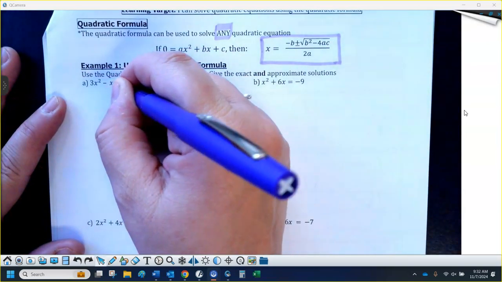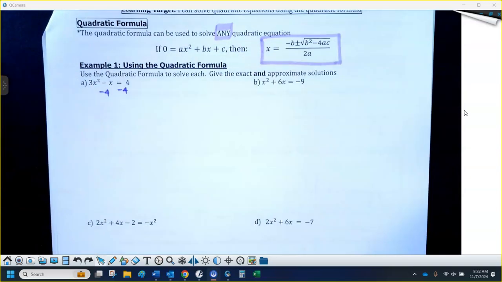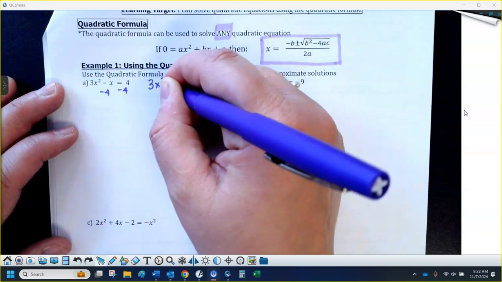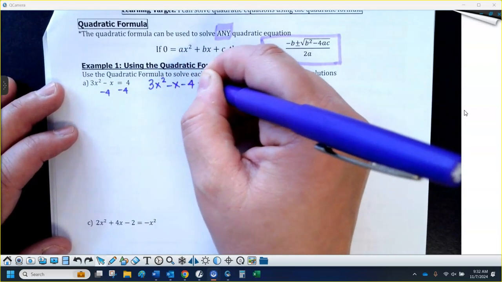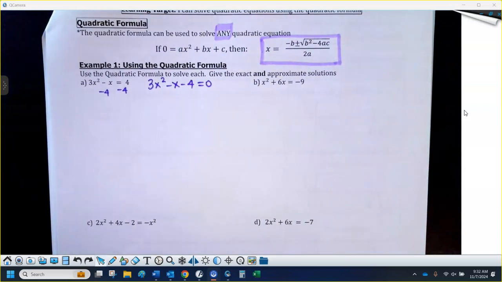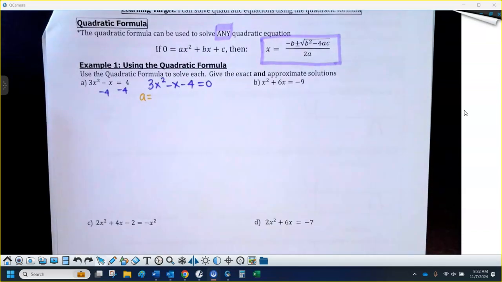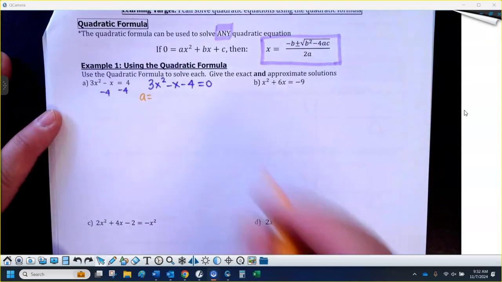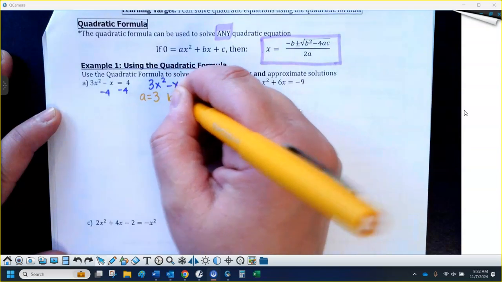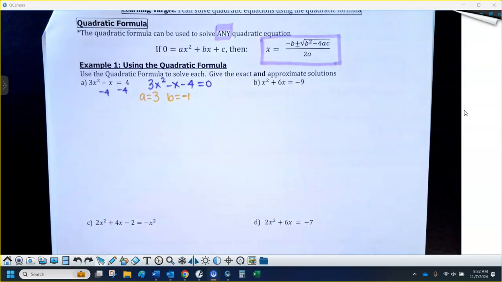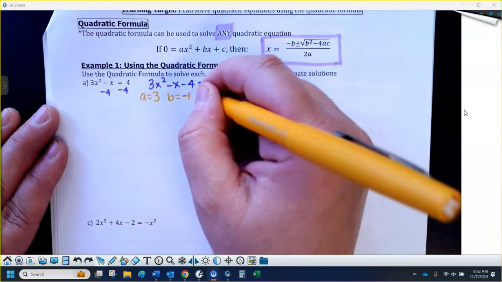The least amount of work for me to do that in this first question would just be to subtract 4. So we're going to work with 3x squared minus x minus 4 equals 0. Okay, now you don't have to write this out, but I'm going to, especially on the first couple questions we practiced this with. What would you tell me the a value is for that quadratic? 3. All right, what about the b value? -1. If it has a subtraction sign, go ahead and think of it as a negative number. And what would my c value be?